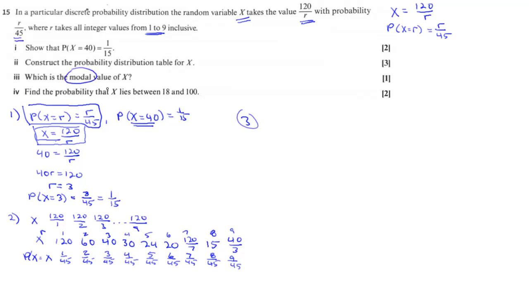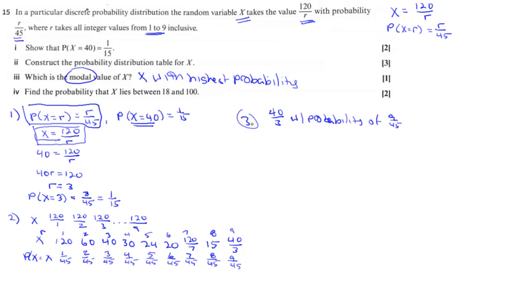We'll check and see. Number 3, the modal value for x. Well, that's going to be the x with the highest probability. And in this case, the highest probability is going to be 9 over 45. So that means the x that matches up with that is going to be 40 over 3. And that's going to be the modal value for x.